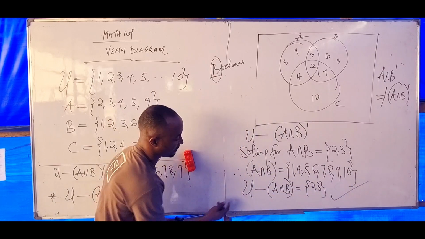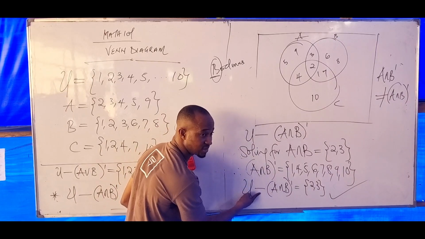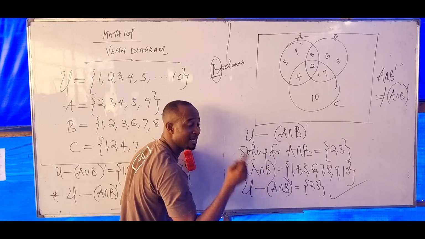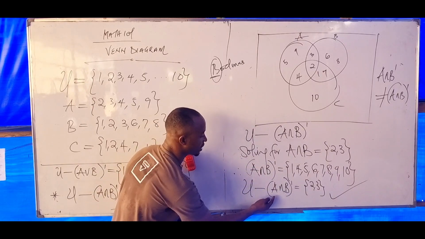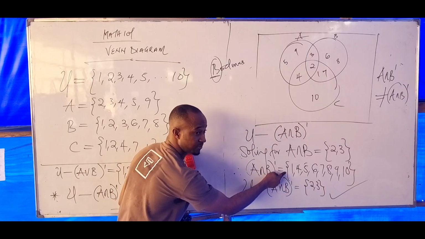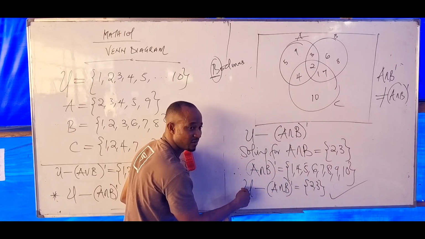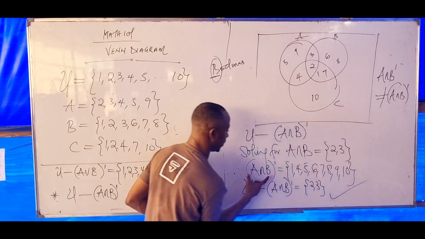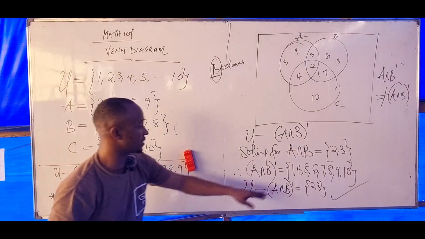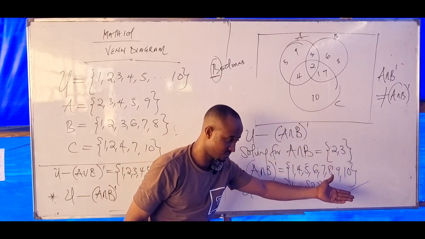Now the next one is to find the universal set difference. This sign means difference. A intersection B prime. This also means an element in the general set, but not in A intersection B prime. Are you getting the concept now? What are the elements we can find in the general set, but not in A intersection B prime? Meaning all the elements here, apart from 1, 4, 5, 6, 7, 8, 9, 10, which are 2 and 3.